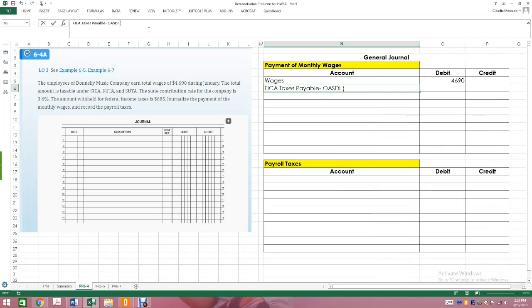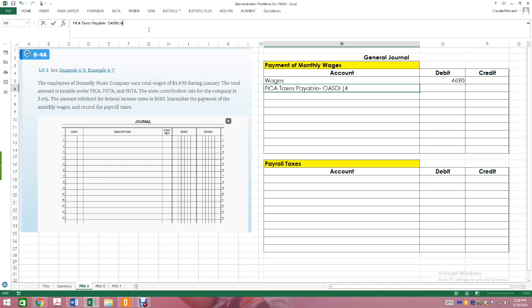So, FICA taxes payable is a liability account, okay? That's a temporary account that we use to remit payment at a future time. Payable. We need to pay someone at a later time this money. Okay? It does not belong to us. All we're doing is keeping it or setting it aside so we can remit payment at a later time.